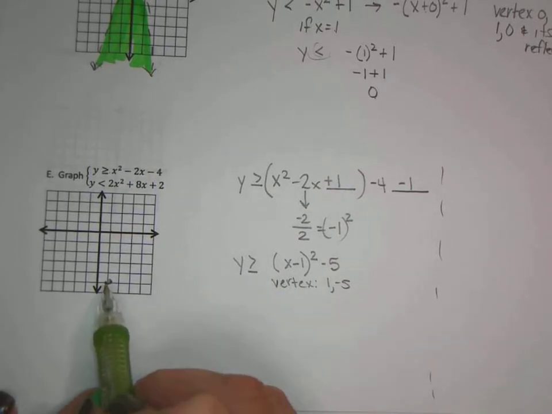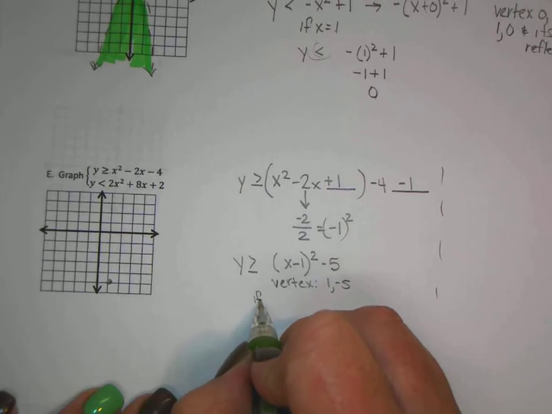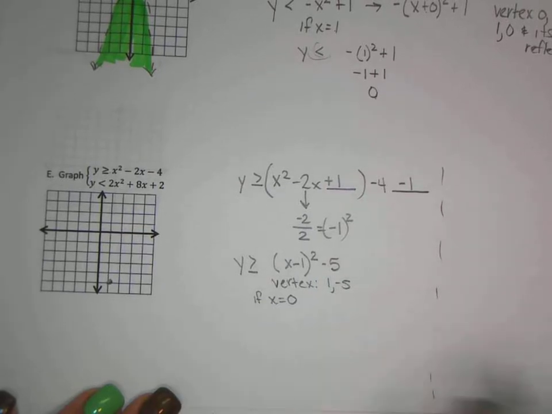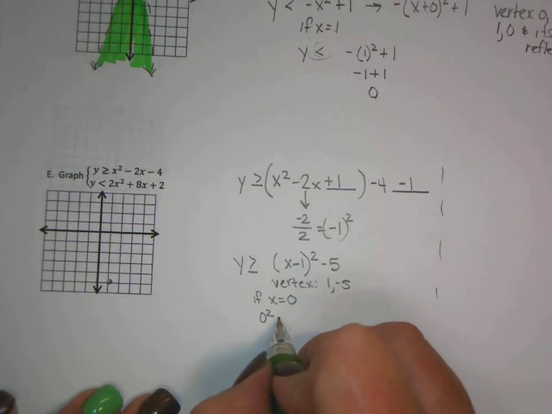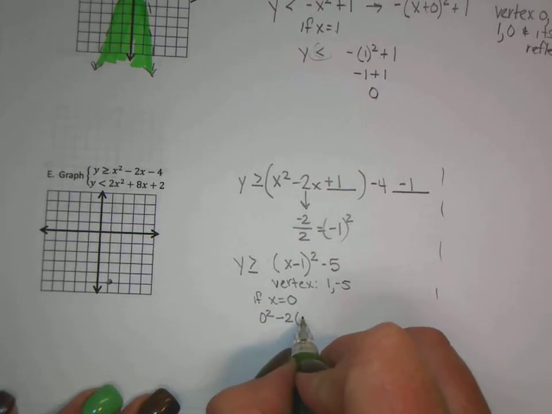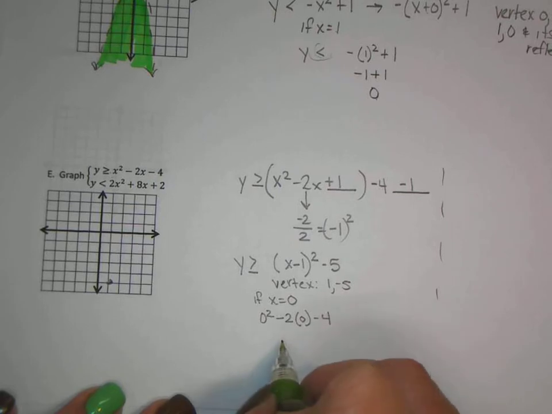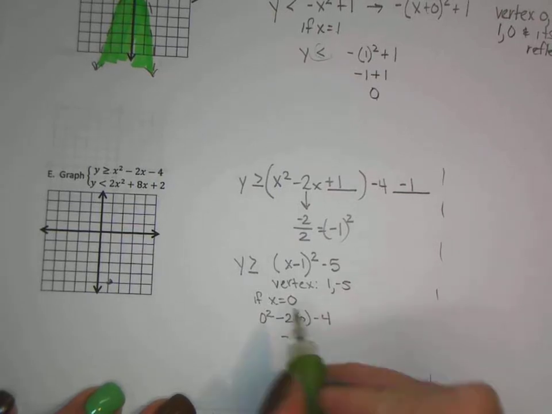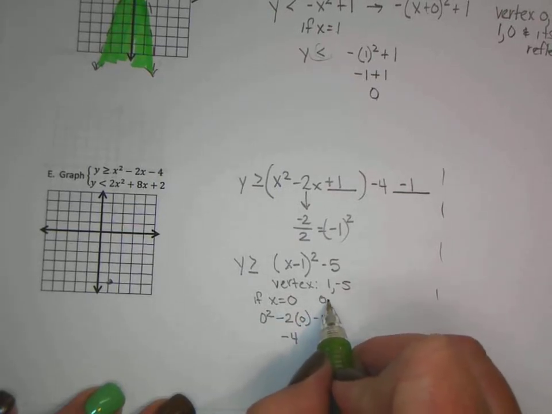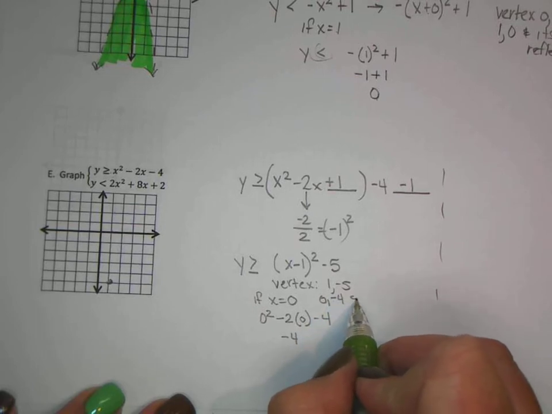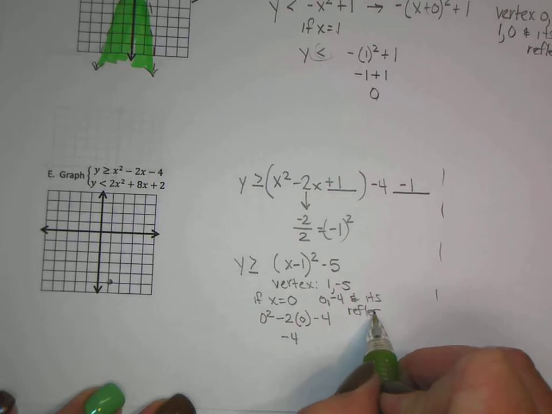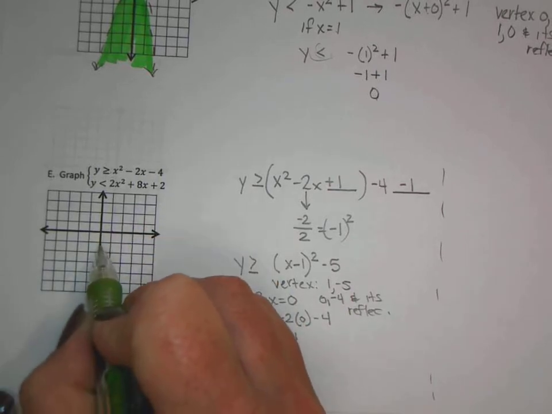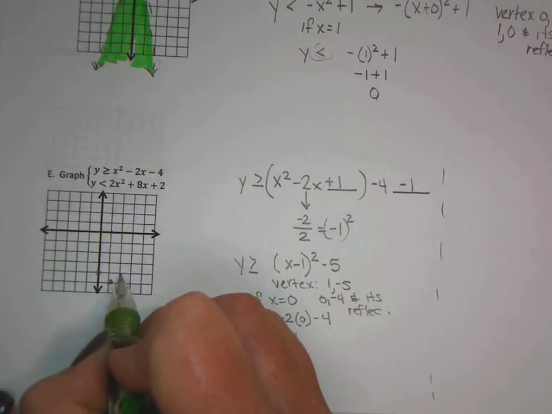Okay, now pick a guide point. Again, I'm going to use 0. So if x equals 0, you're going to get 0 squared, going back to the original equation, minus 2 times 0 minus 4, which results in negative 4. So when x is 0, you're going to have y equals negative 4 and its reflection. So 0, negative 4, 1, 2, 3, 4, and its reflection.